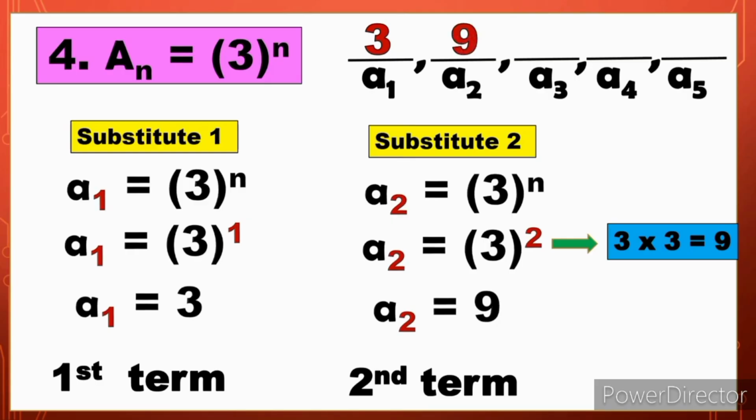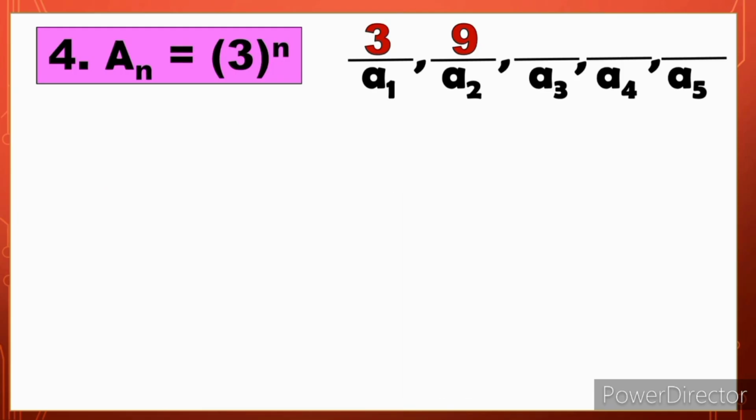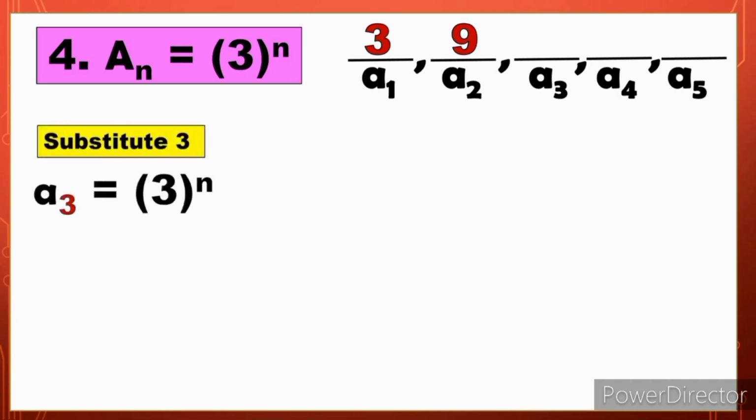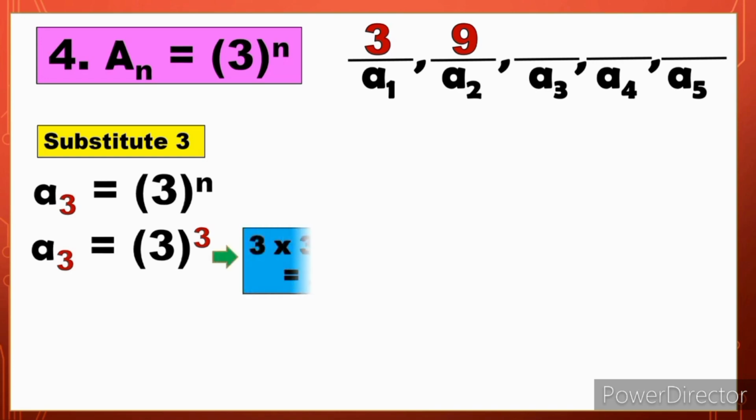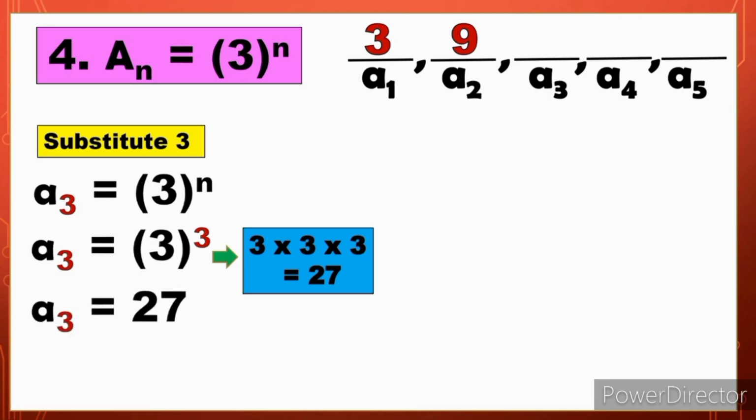Okay, para makuha ang third term, or a sub 3, ang isa-substitute natin ay 3. So, now we have a sub 3 equals 3 raised to n. So, papalitan natin ng 3 yung n. So, it becomes a sub 3 equals 3 cube. 3 cube means tatlong beses nating ita-times ang 3. 3 times 3 times 3 equals 27. Okay? So, we have now a sub 3 equals 27 and 27 is our third term.